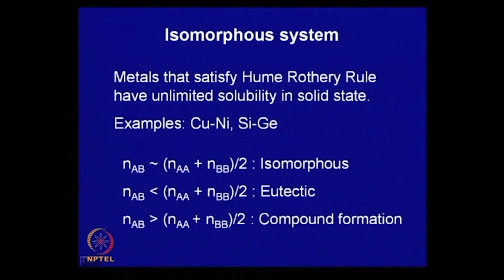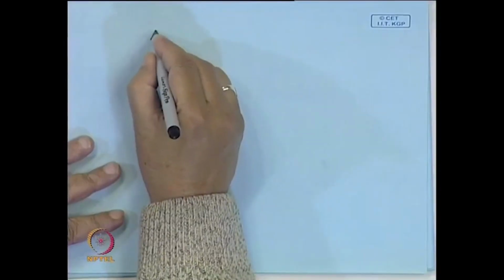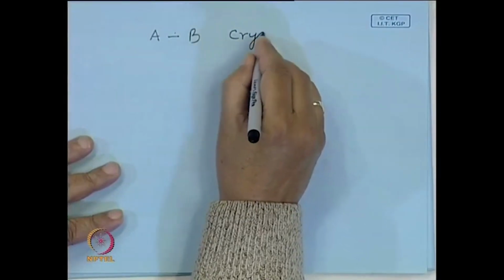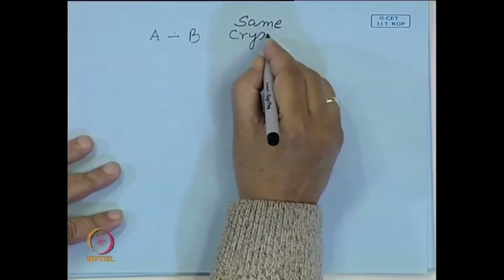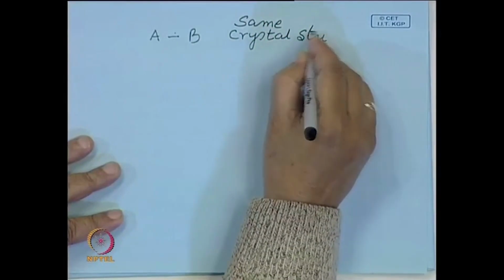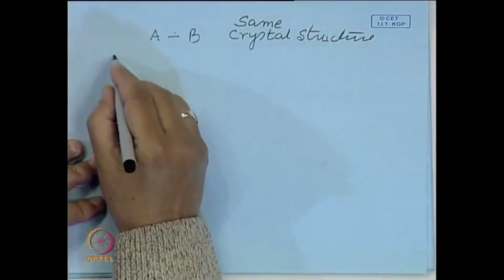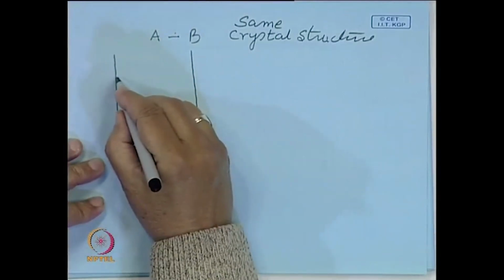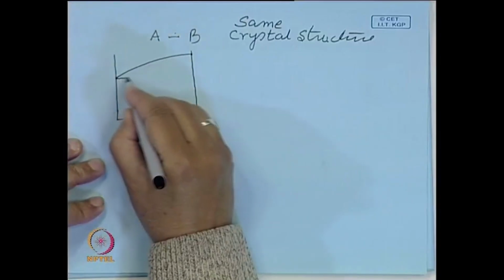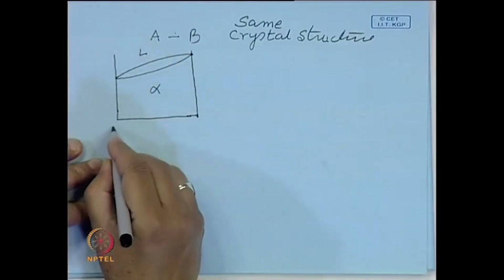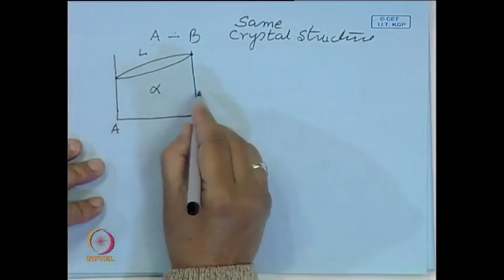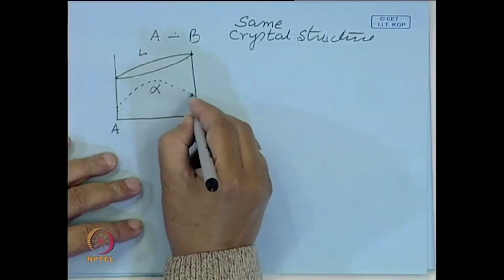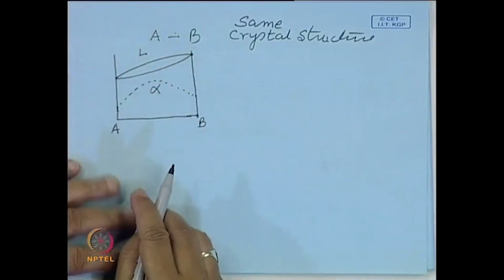Suppose the two metals A and B have the same crystal structure, and the atomic diameters are within plus minus 15%. You get this kind of diagram. This is liquid, this is solid, this is alpha. You have unlimited solubility here, and in this case the properties, as we have seen, will vary like this. Somewhere in between you will have the maximum strength.